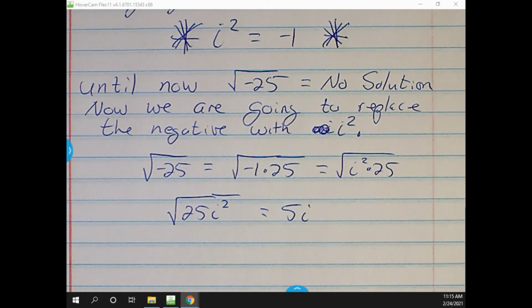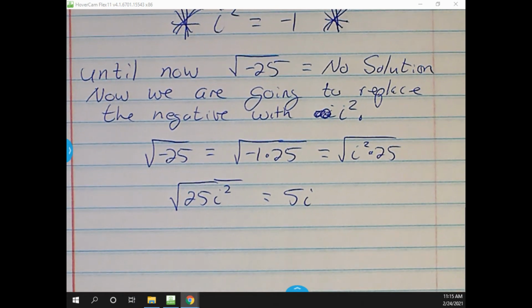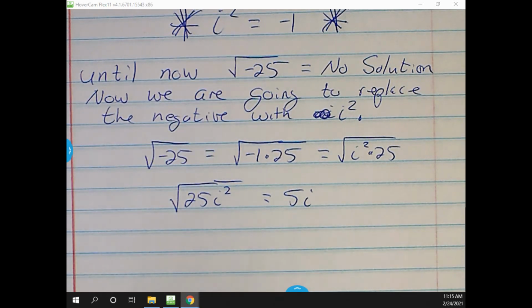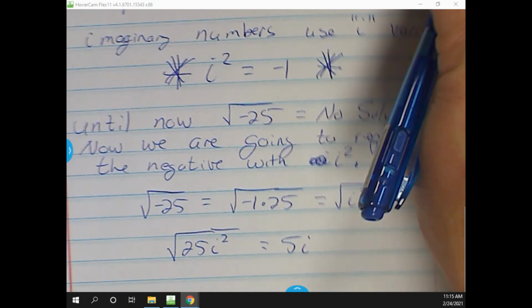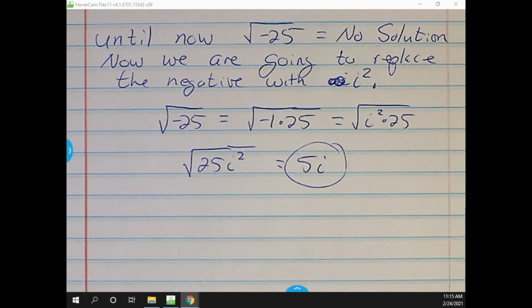And I know in the past we did some stuff with these and we put pluses and minuses, because if you did the square root of 25, it could be 5 times 5, or it could be -5 times -5. So sometimes we put the plus or minus in there. For this part with imaginary numbers, you don't have to worry about doing that. You can just leave the answer as a plain old 5i.